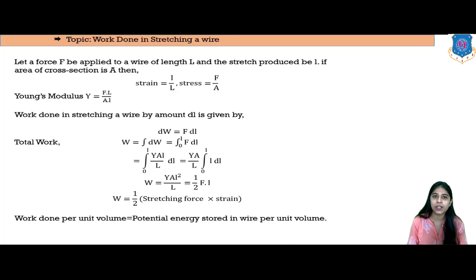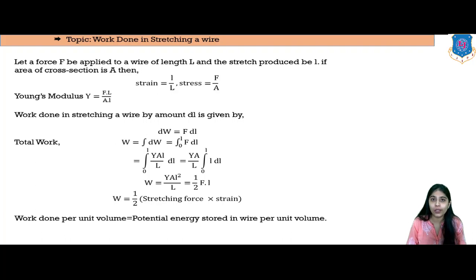Small l is the change in length, or we can call it the stretch, and capital L is the original length. Now Young's modulus is the ratio of stress to strain. So we get the expression for Young's modulus, which is FL upon Al, where small l is the change in length. Now in order to find the work done in stretching the wire by a small amount dl, the formula will be dW is equal to F into dl.